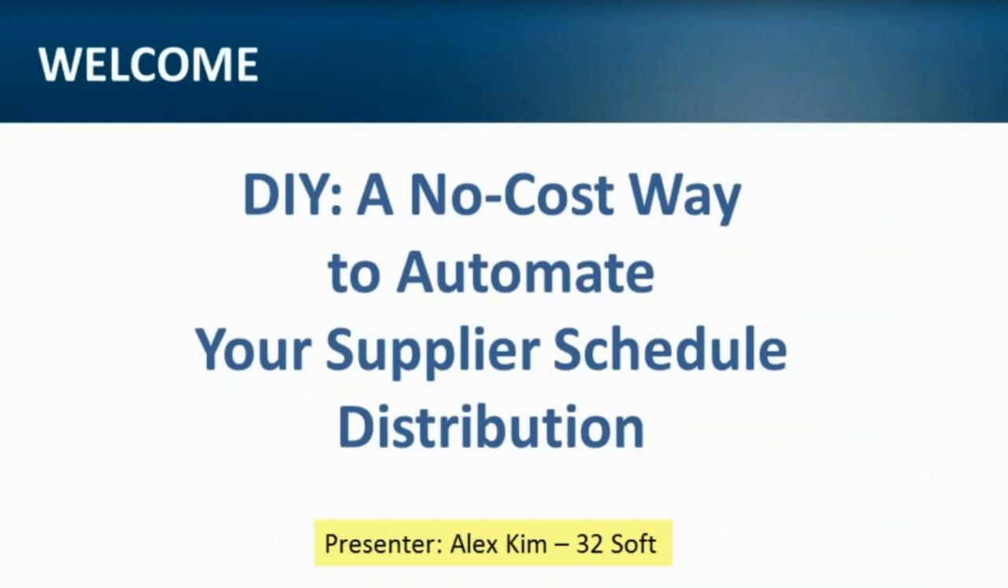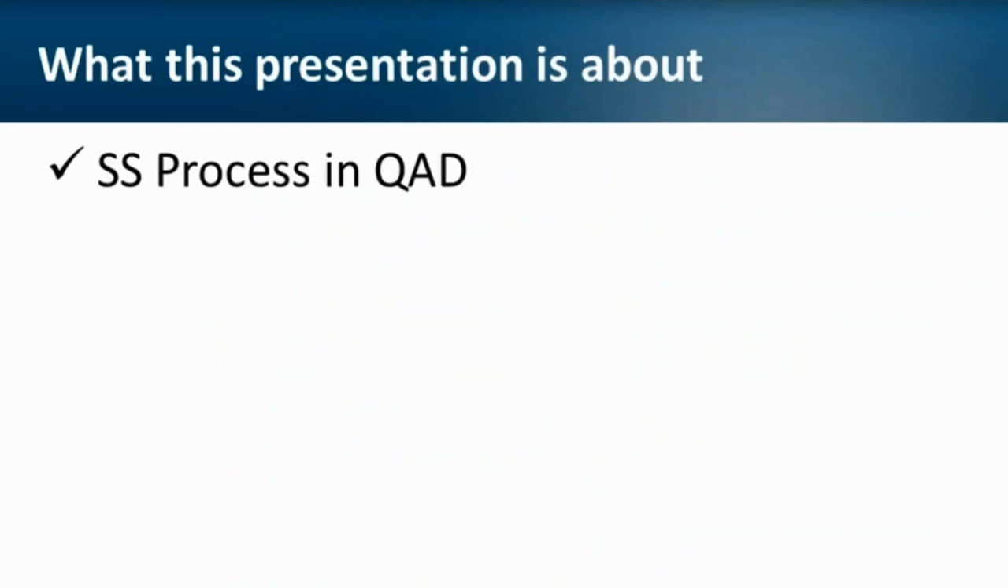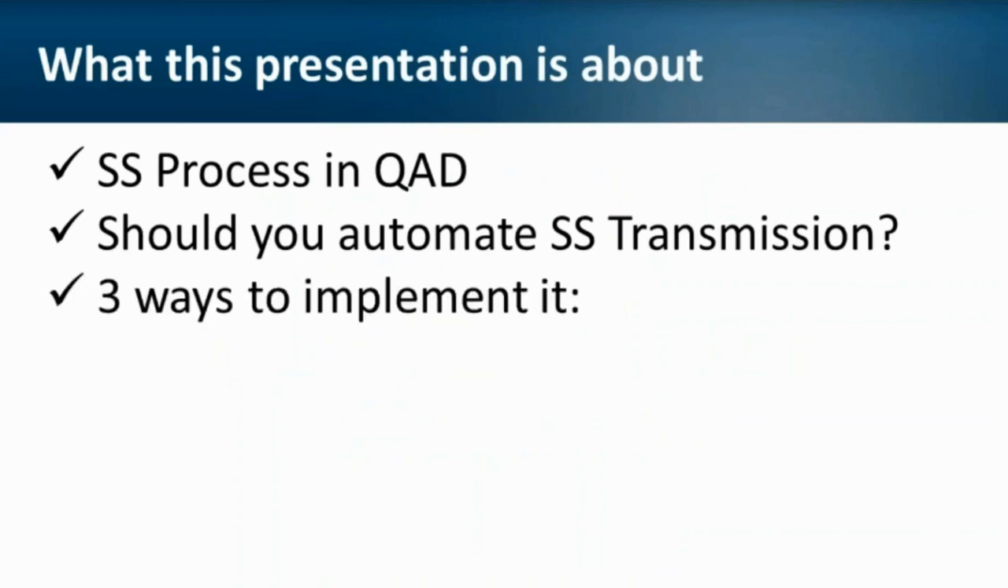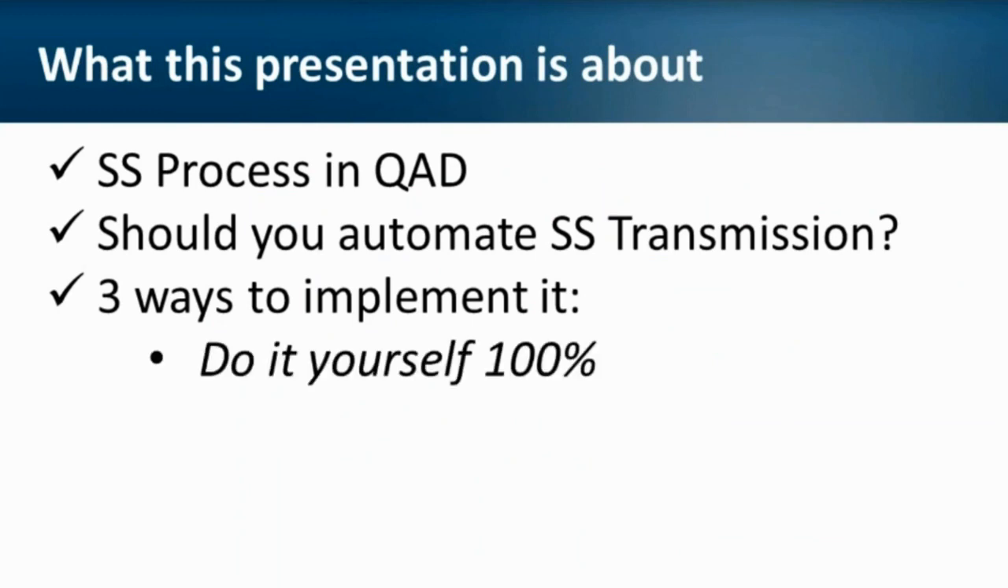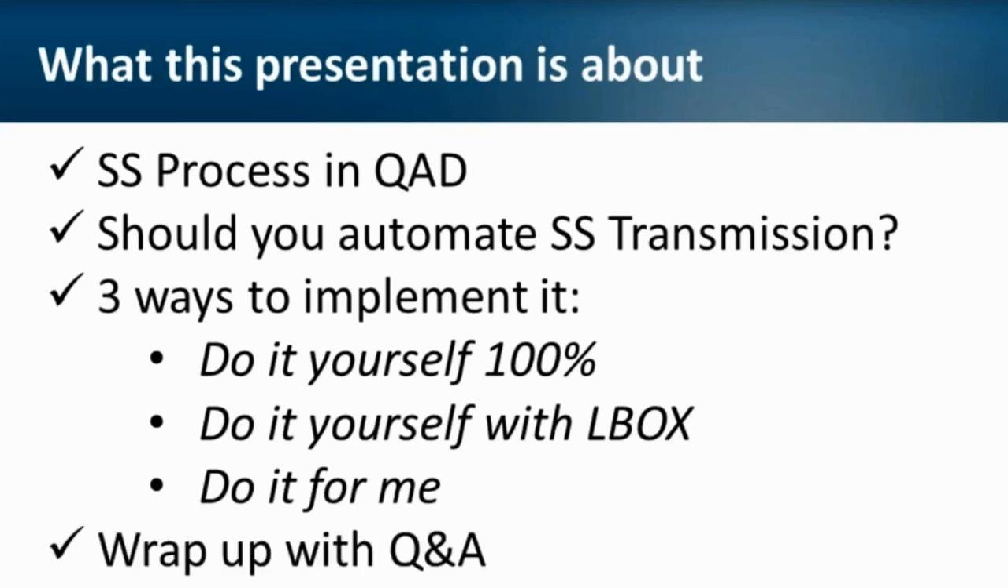So today we're going to talk about automating the distribution of supplier schedules. And we're going to briefly touch base on the supplier schedule process in QAD, and then we'll talk about whether or not you should automate supplier schedule transmissions. And we'll talk about 3 ways to implement it: do it yourself, 100%, and do it yourself with LBox, and why this might be a better option as opposed to number 1. And we'll touch base also on the do it for me option. But the main focus would be on 1 and 2. And then we'll wrap it up with a Q&A session.